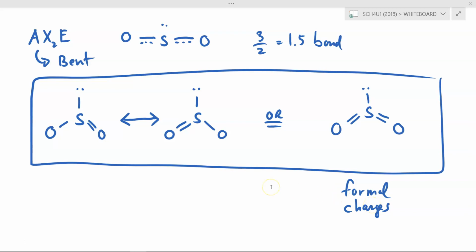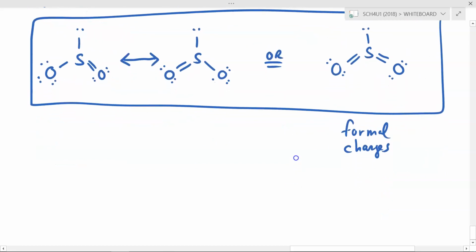Let me just put in the lone pair of electrons around the oxygens first, because that will make things easier to see. Okay, there we go. All right. So let's see how this works with something like lithium, for instance.